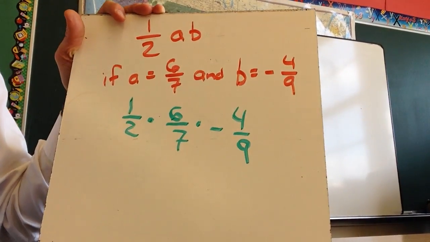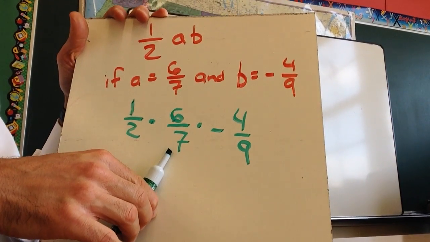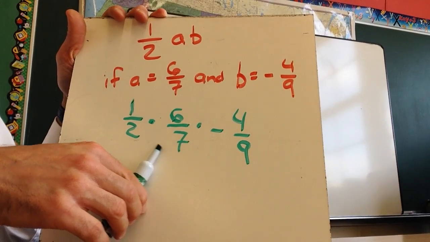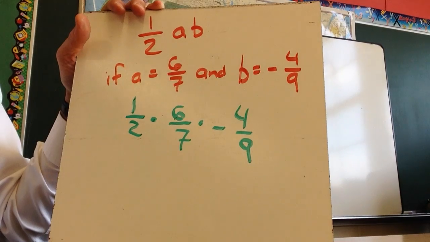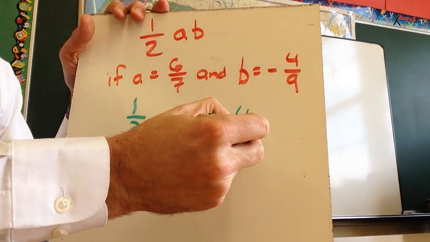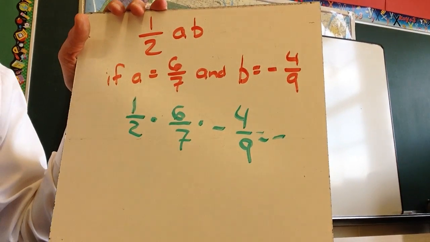Now, before I get started, let's figure out if my answer is going to be positive or negative. Positive times positive here is going to give me a positive number. And then I'm going to take this positive number and multiply it times a negative number, so I know my final answer has got to be negative. So before I even get started on this problem, I'm going to put my negative sign over there.